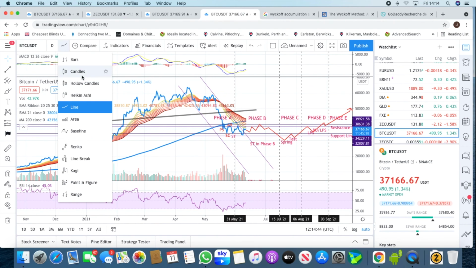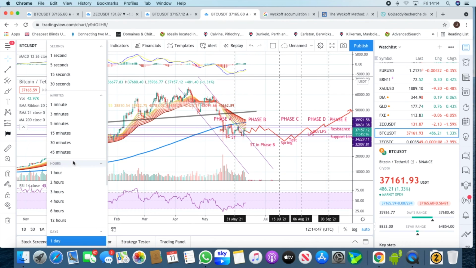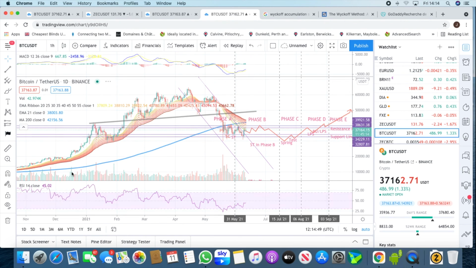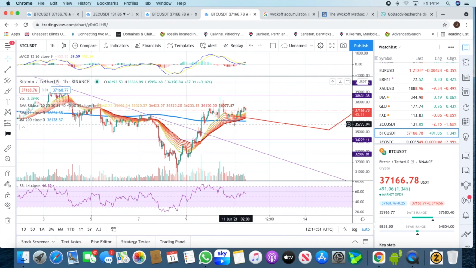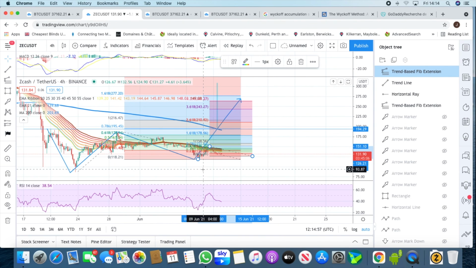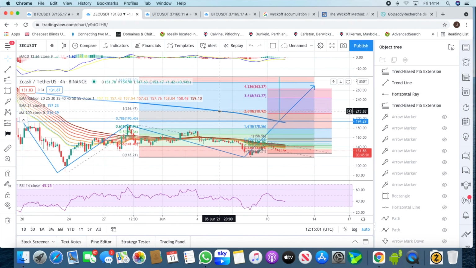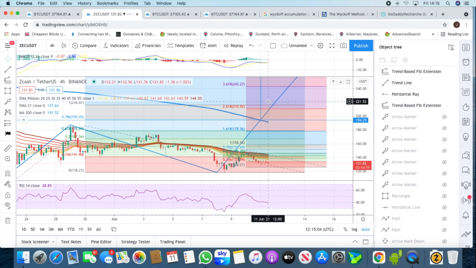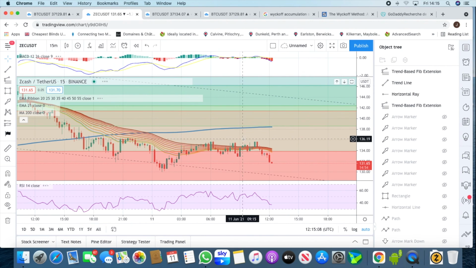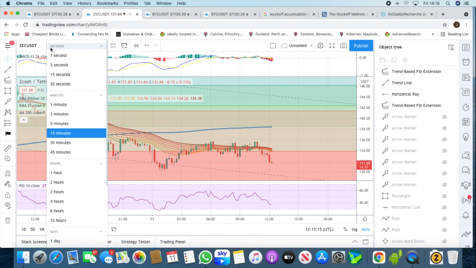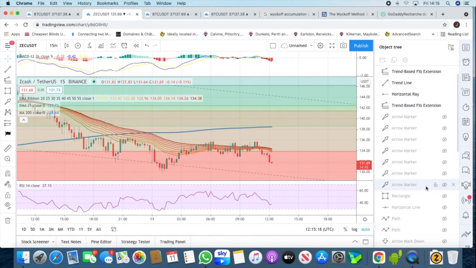Let's get out of this. Go to candles. Go to the 1 hour. I just noticed. So look, yeah, okay, it has had a little bit of a rejection, and look what's happened to the ZCash. Has it broken out of the? Let's go into the 15 minutes. Yeah, look, it's broken out of the. Oh, why has my triangle disappeared? Oh, because I closed it off.